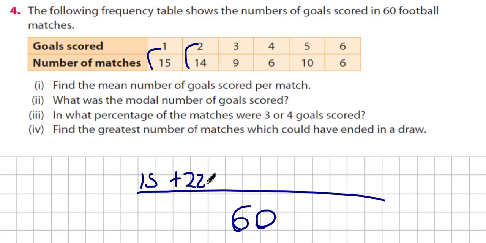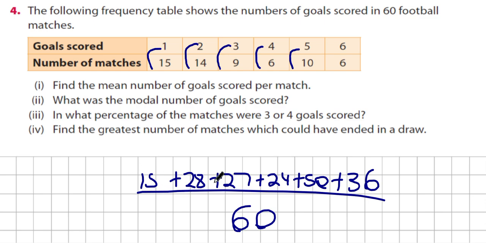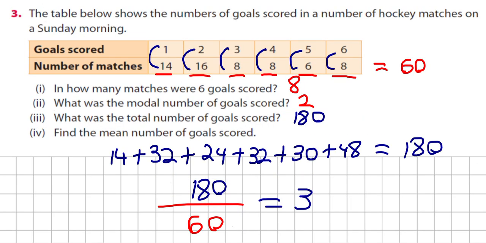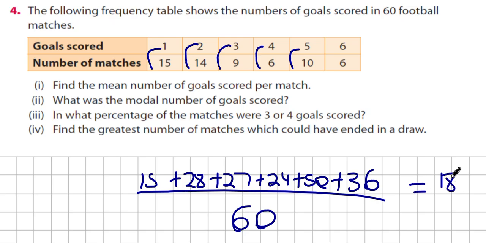28. 27. 24. 50. And the other one? 36. Okay. Can somebody give me the total of when you add them all up together? What? 180 again? Is this the same question? No. They really like 180, don't they? 180 divided by 60? The answer is 3. 3 was the mean. Okay.